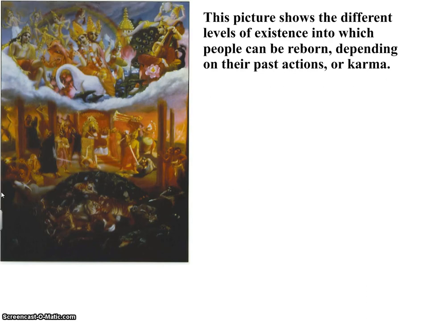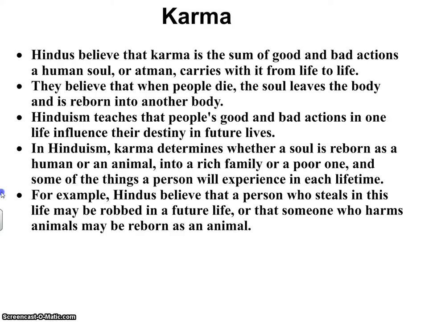Okay. This picture shows the levels of existence at which people can be reborn, depending on their past actions or karma, which we will talk about next. So you can see there's different levels. Up on top, looks like everybody's having a good time at a party. Down below, it's just kind of okay. And then the bottom doesn't look so hot. Looks like people are lying in the dirt and starving and all sorts of good stuff. So you want to be up on the top level. And one of the big ideas of Hinduism is working your way up this ladder from the bottom to the top. And you do that by following your Dharma, but also by following your karma.